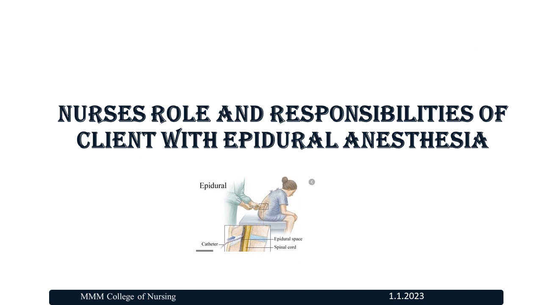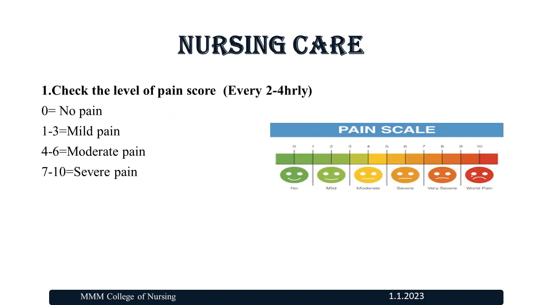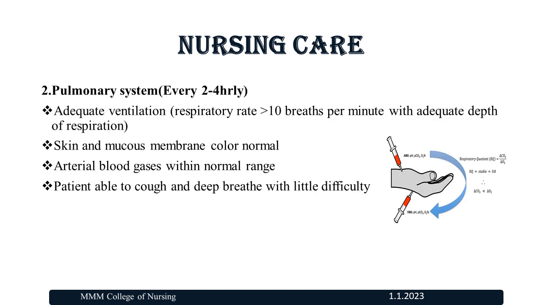What are the role and responsibility of the nurse with a client with epidural anesthesia? What is the first nursing care? Check the level of the pain score. After the patient had surgery and came with the epidural anesthesia, every 2 to 4 hours the pain score is to be checked, whether the patient has no pain, mild pain, moderate pain, or severe pain.